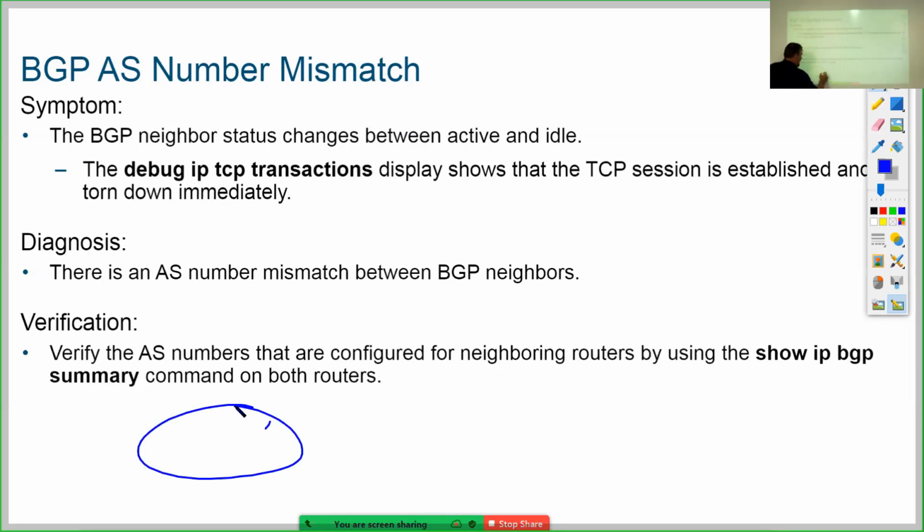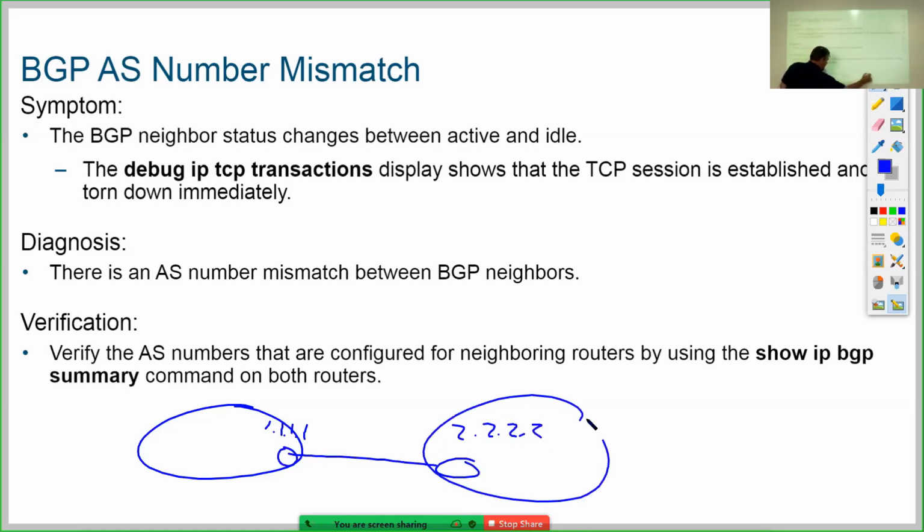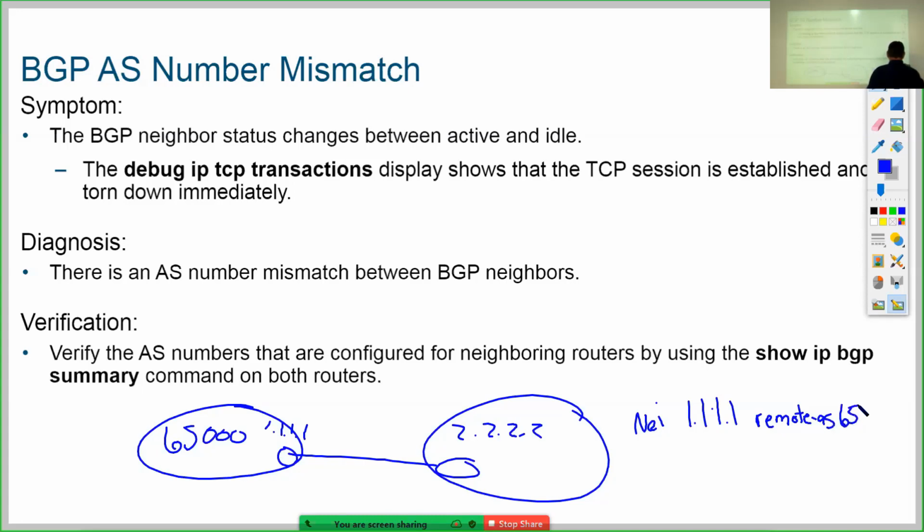So let's say over here I've got this router. Let's say its IP address is 1.1.1.1, and this is 2.2.2.2 over on the other end, connected back and forth between the two. Let's say I'm in autonomous system 65,000. If I'm router number 2 over there, they've set up their neighbor relationship with 1.1.1.1, and then they say remote-AS 65001, for instance, okay? They've got me configured in the wrong autonomous system number.